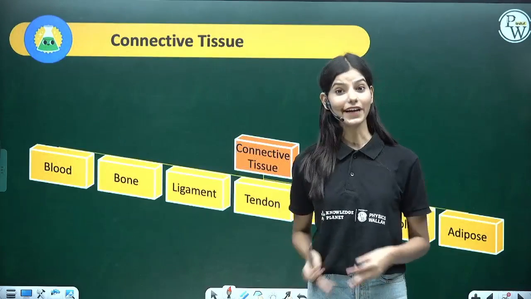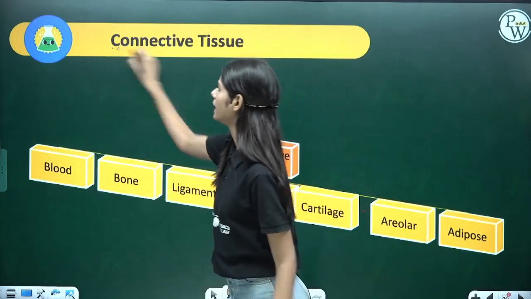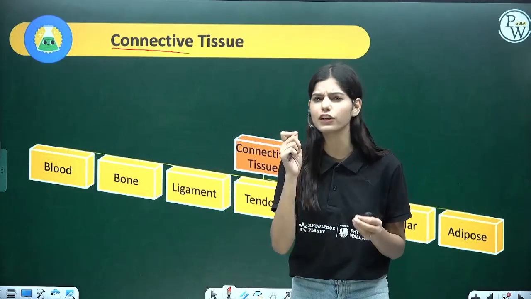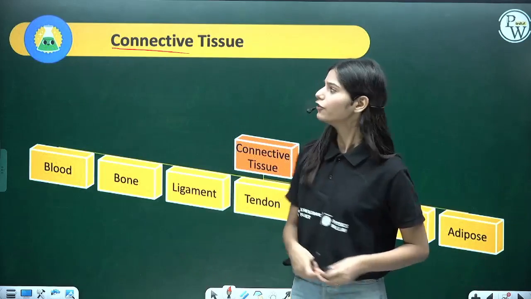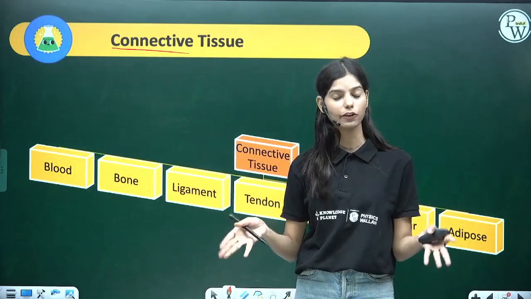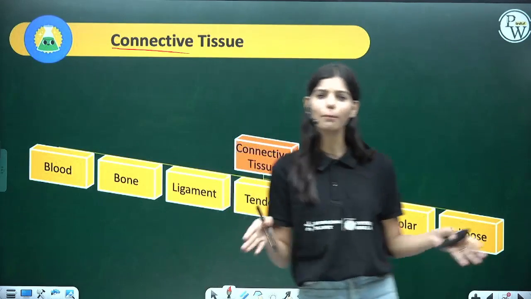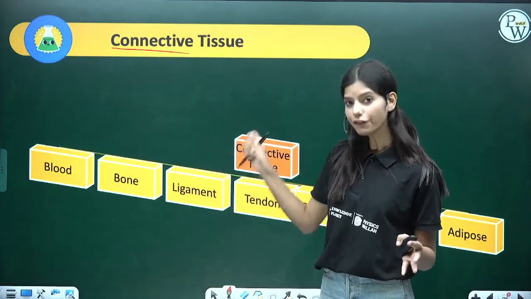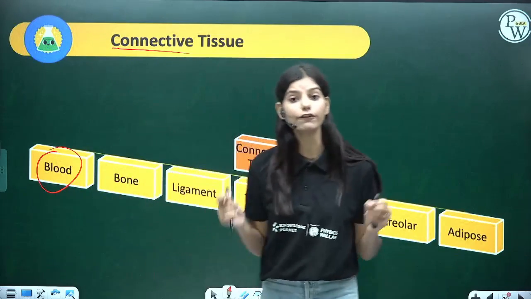Okay guys, now let's talk about connective tissue. As the name suggests, connective tissue is a kind of tissue which connects different parts of our body. There are various types of connective tissue found in the bodies of animals. Let's talk about each of them in detail. So first of all guys, we have blood in our body, and blood is a kind of connective tissue.